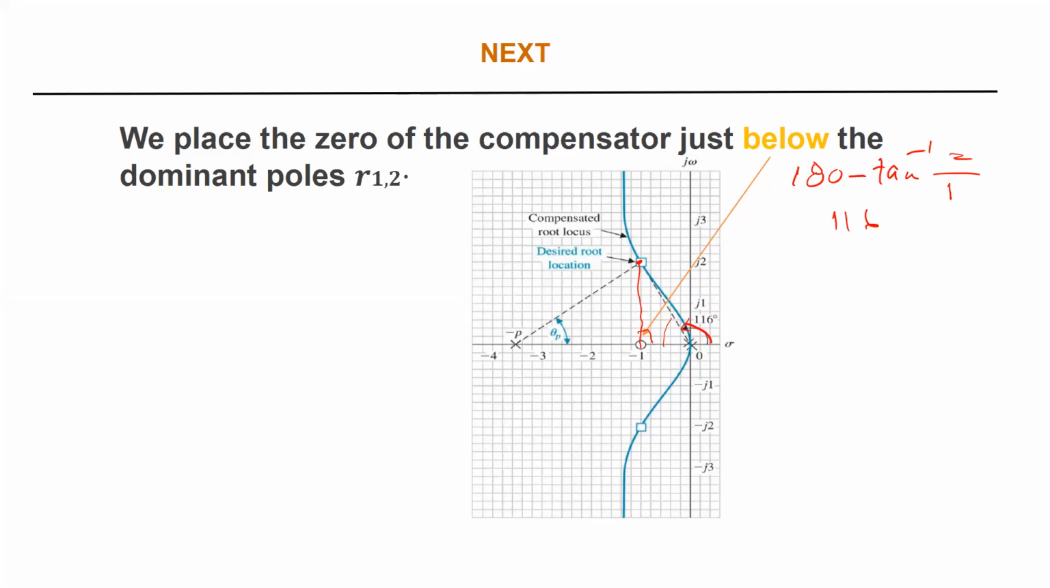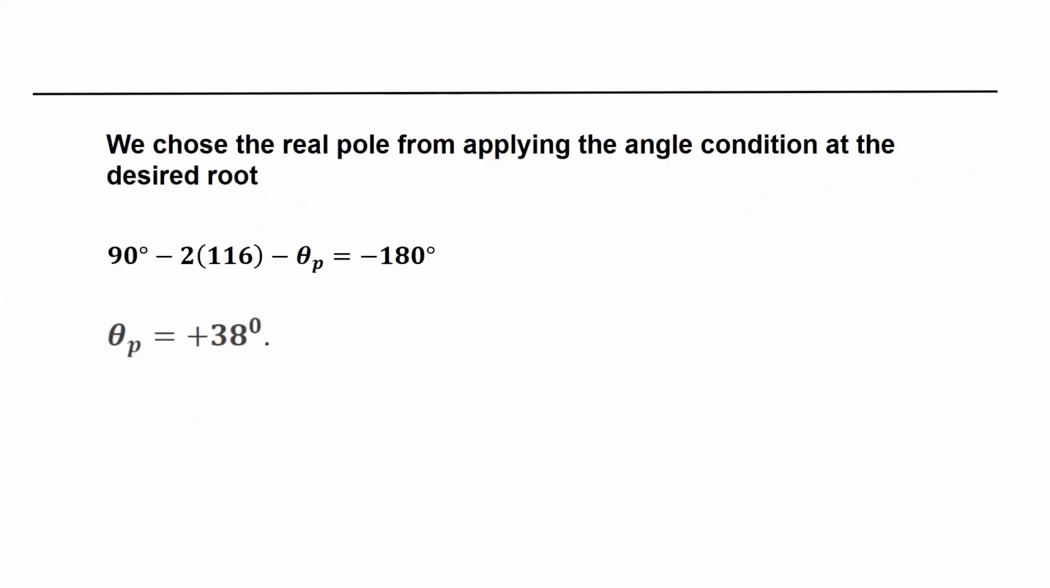Okay, so we don't take this one. Why? It is the mirror; this is not a pole in the system. Those are the poles, 1, 2, 0, and this one. Those are a desired point. So the angle condition will be 90 minus 2 times 116 plus theta p equal to minus 180 degrees. So the only unknown is theta p. If we calculate it, theta p is going to be 38 degrees.